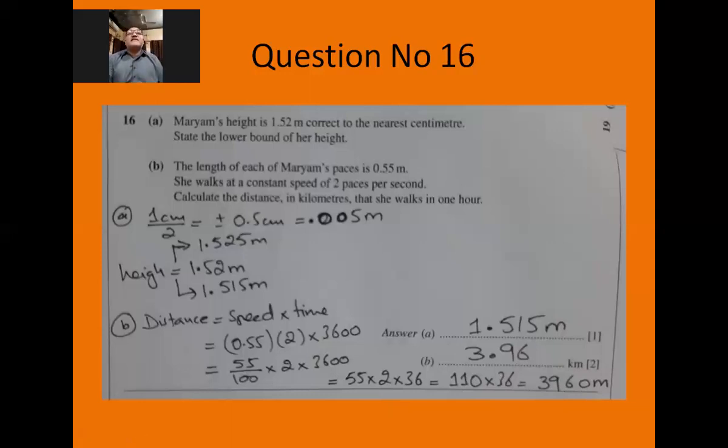That's question number 16. So she will cover 3960 meters, but they want us to give the answer in kilometers. Because in 1 kilometer there are 1000 meters, we will divide this by 1000. So the final answer will be 3.96 kilometers. To convert meters into kilometers, you have to divide by 1000. So your final answer will be 3.96 kilometers.